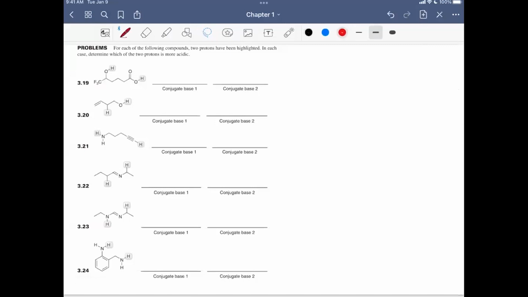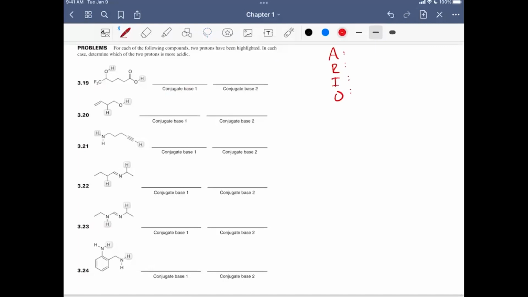So these lists of questions, you can see the problem is up here. It asks, for each of the following compounds, 2 protons have been highlighted. In each case, determine which of the 2 protons is more acidic, and it gives us some lines for conjugate bases if we want to draw them. I won't be drawing them for each one, probably just if we have to decide by resonance. But if you're confused about this video, check out the video previous to this one where I break down the list of ARIO: atomic size, resonance, induction, and orbitals, and you'll get a really good depiction on what we're doing here.